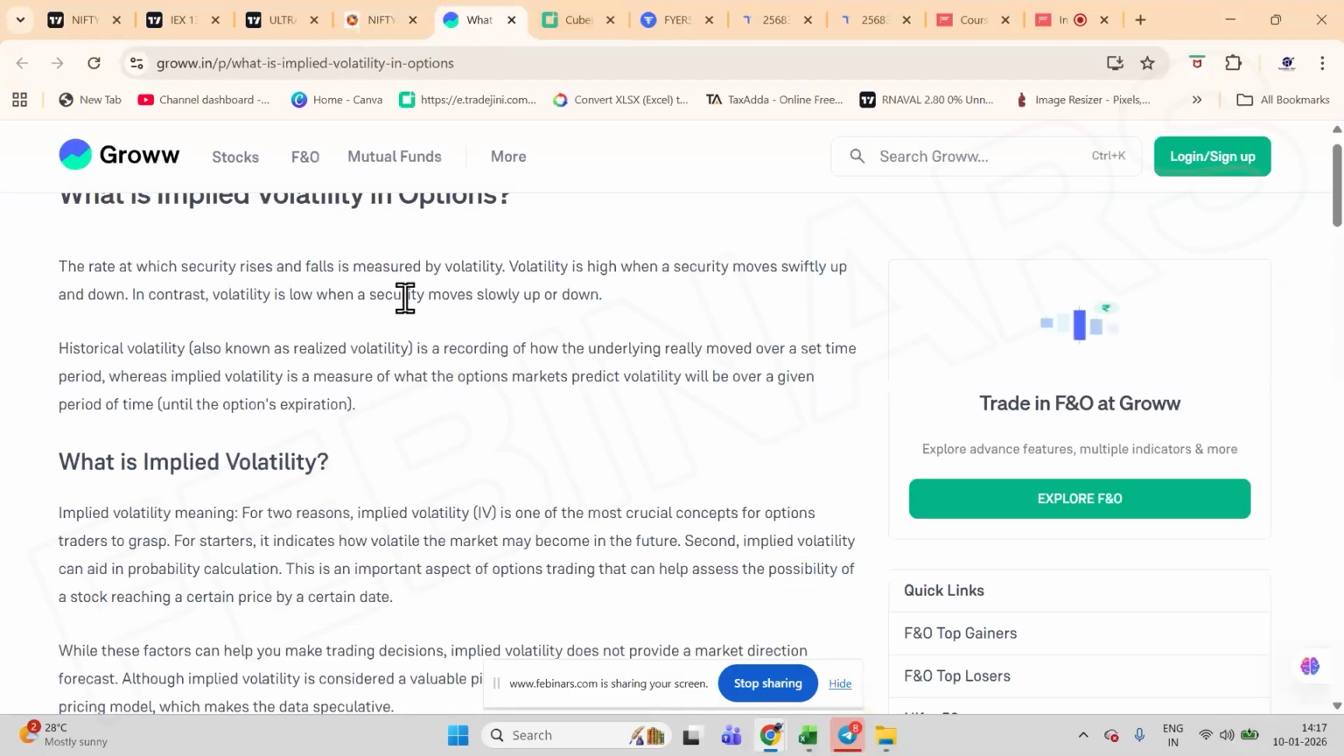See, what is implied volatility in options? It is the rate at which a security rises or falls, the speed at which it moves. Volatility is high when the security moves up swiftly. When the Nifty moves up or down swiftly, IV is high. Volatility is low when the security moves up slowly. Historical volatility is the recorded volatility, how the underlying really moves over a set period of time. Like 1 year historical volatility is 10, and now it is trading around 15. So the IV is high.